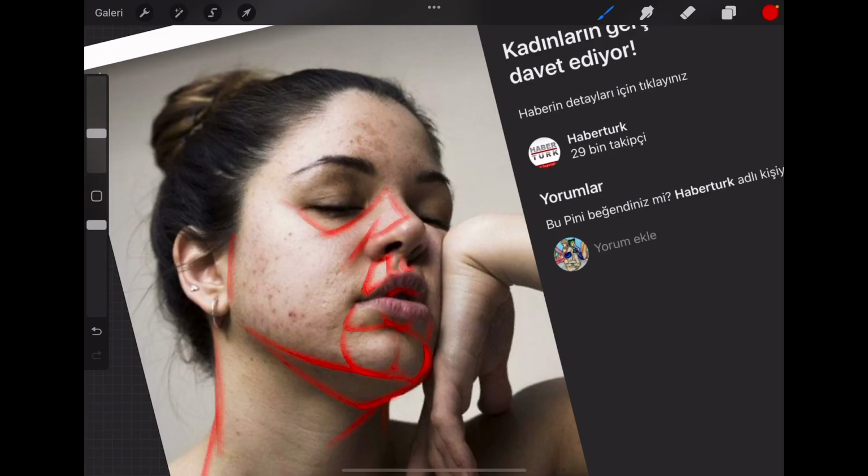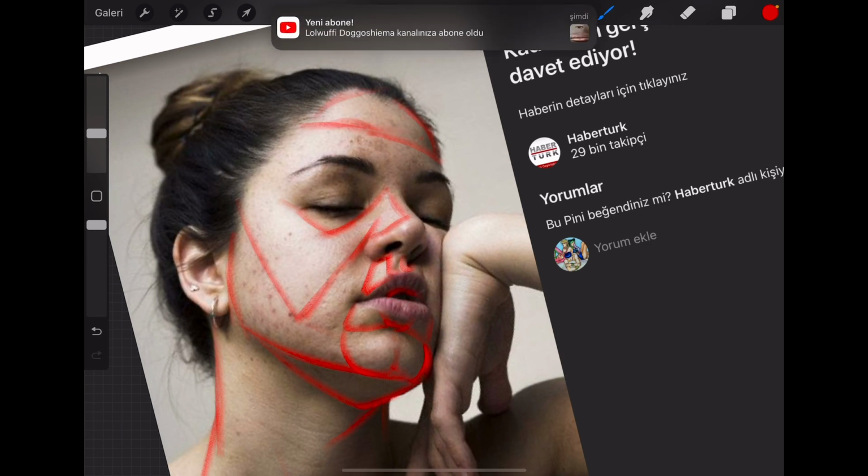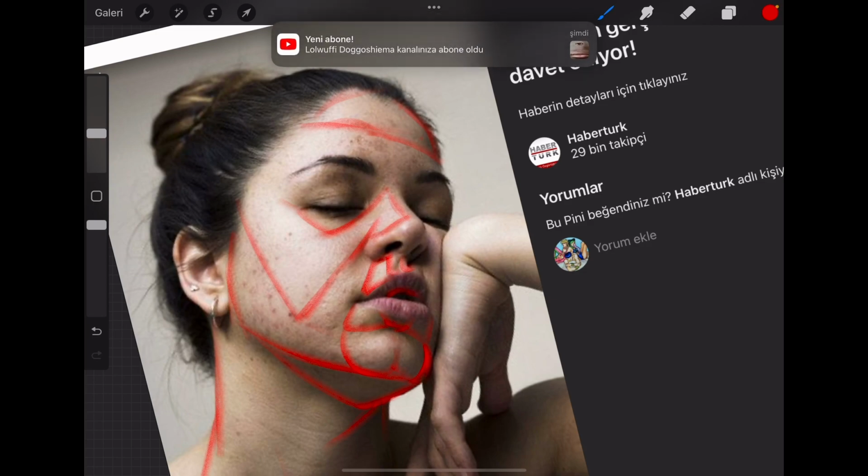Oh, we have a butt chin in here. I love butt chins. There are like an infinite amount of planes actually, but you need to simplify them. See the big picture.